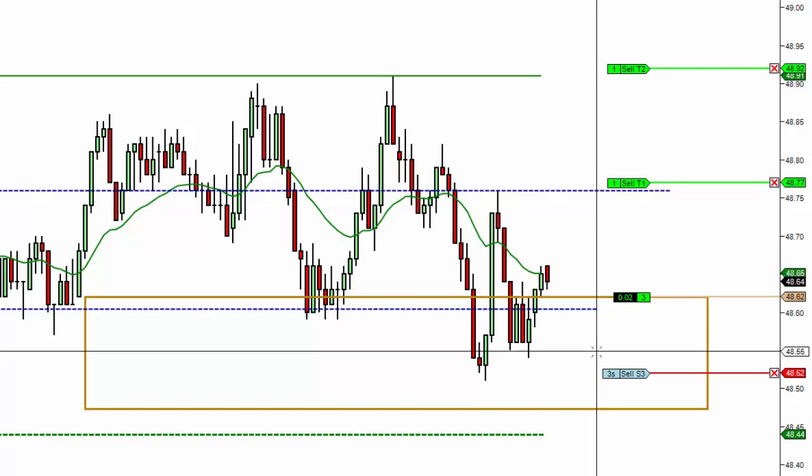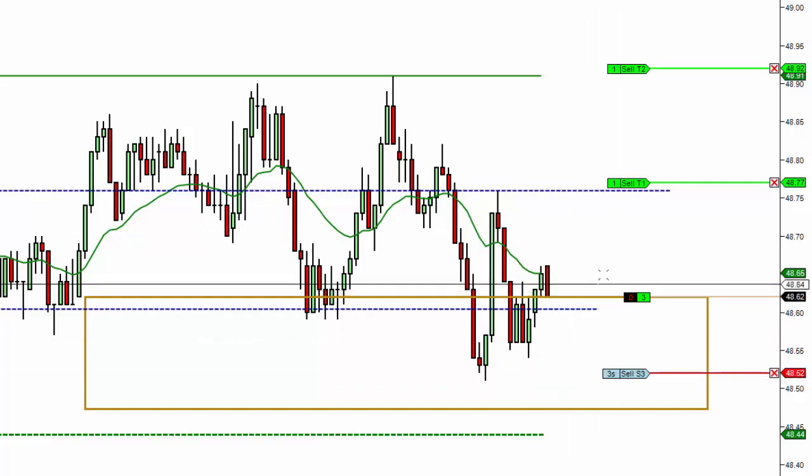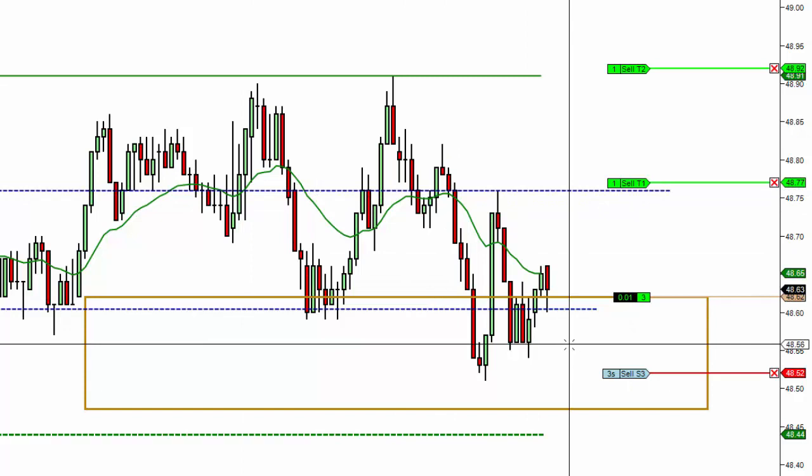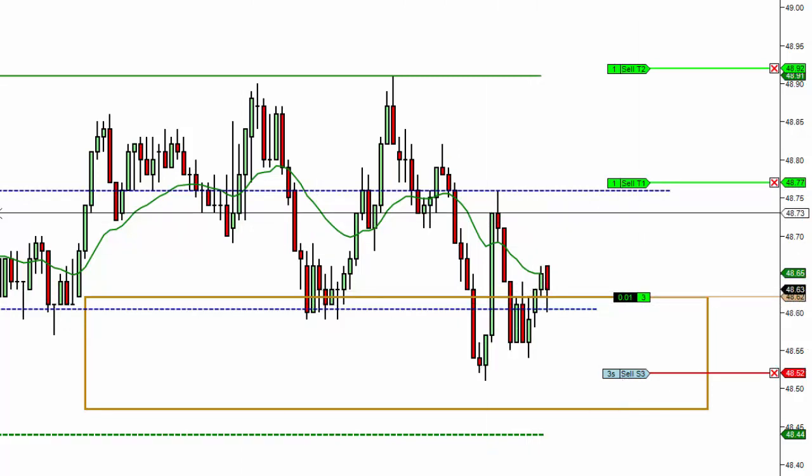But as I've said in the past many times, I looked at my entry, looked at my stop below here, looked at my target, and decided whether the risk-reward ratio was worth taking this trade. And that's why I put that trade on. And gonna wait and see how it transpires. Let it go.